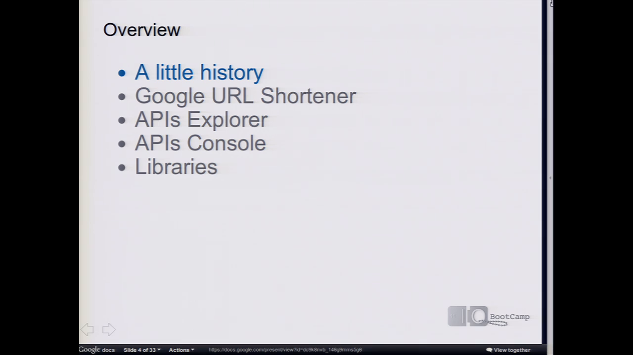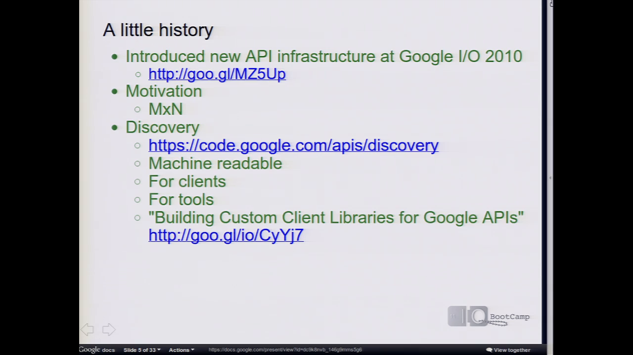Before we get into some of the meat, I want to give you a little history, how we got here. So Google has a lot of APIs, right? I think close to 100 APIs. And we've been at this for a while building APIs. Last year at I/O, we introduced some new API infrastructure that we've been building. And that allowed us to build APIs easier and also to build client libraries easier.